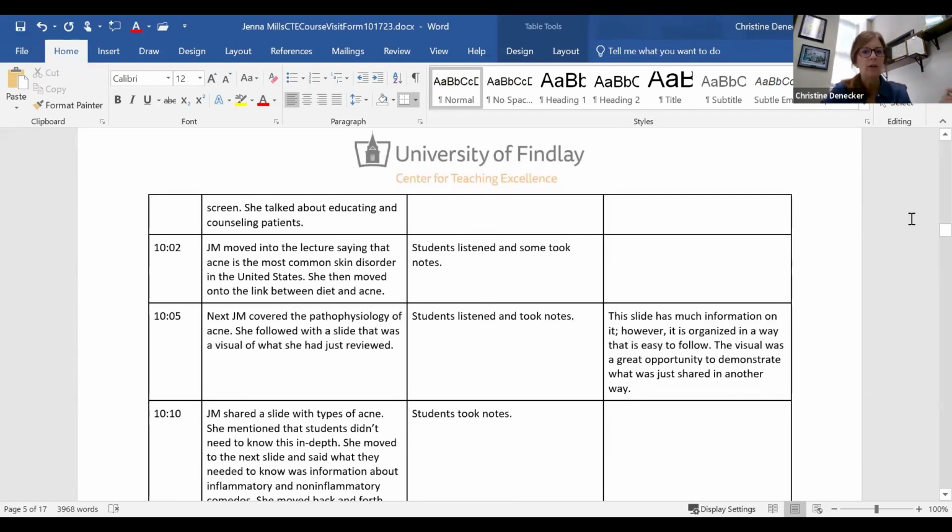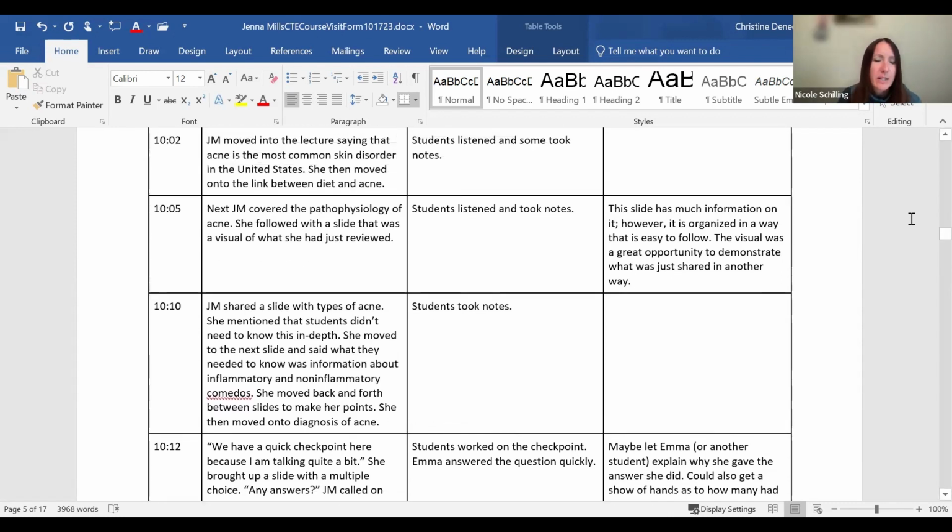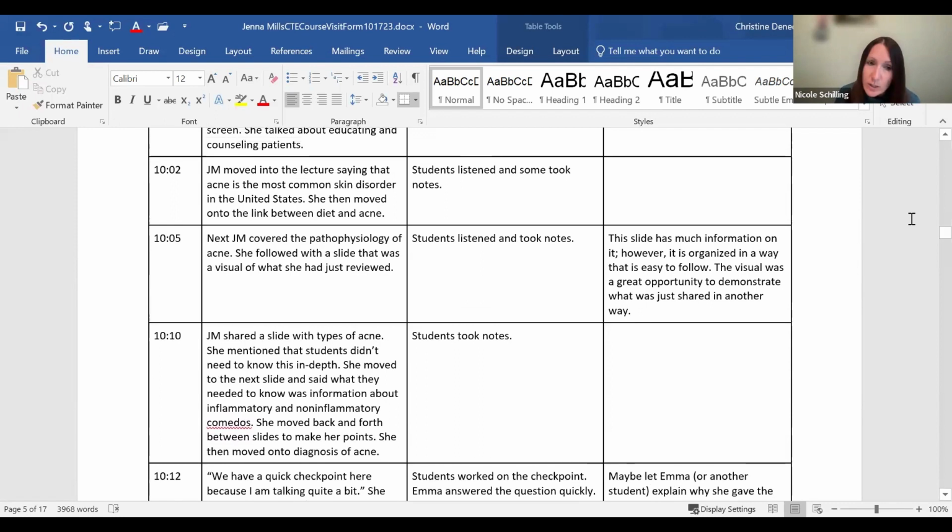So we're moving into the lecture, talking about the pathophysiology of acne. I appreciate that at 10:05 she followed with a slide that was a visual of what she had just reviewed. So you see some summary of what she's reviewing, as well as a visual representation. That addresses the needs of different types of learners in that space.